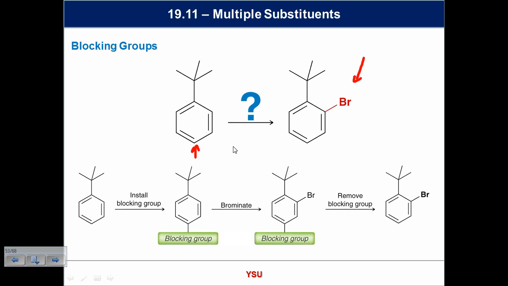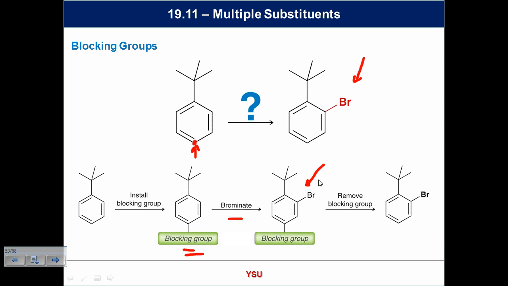You can block the para position temporarily. You can put something here, this is what's been shown at the bottom, a blocking group, a protecting group, and that takes up the para position. Again, if you've blocked the para position, you can't put anything at the para position. It's taken up. So after that, you can do your chemistry. You might have to force this. Maybe you'll have to heat it up a little bit because it's going to an unfavorable place where it's crowded, and that will give you the ortho product.